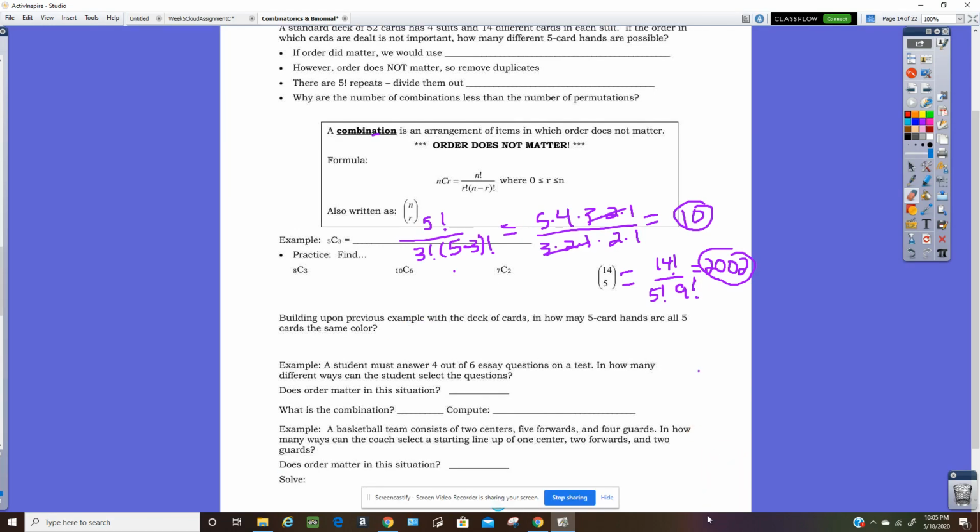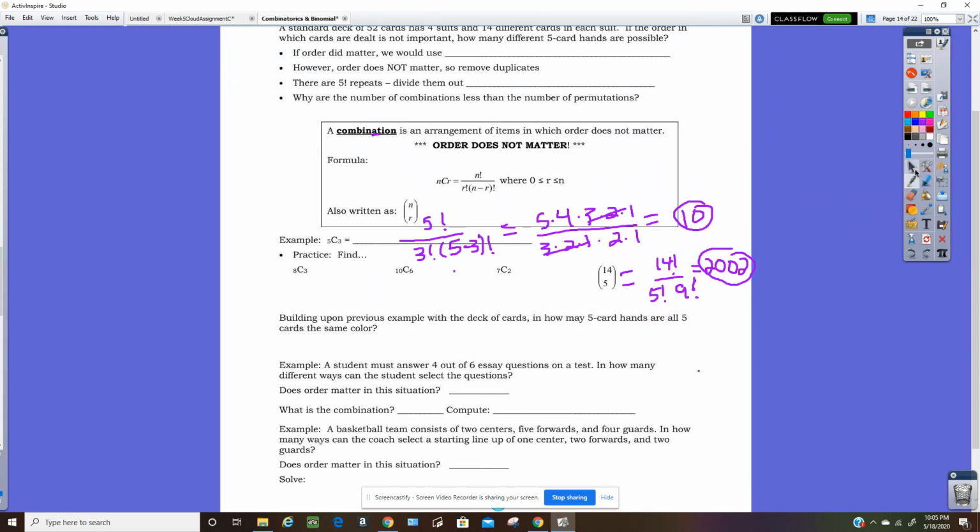Okay, I made a mistake on this problem right here, so I'm going to redo this portion of the video and then insert it into the original. So this is asking a question about if you have a deck of cards and how many 5-card hands are all the cards the same color.